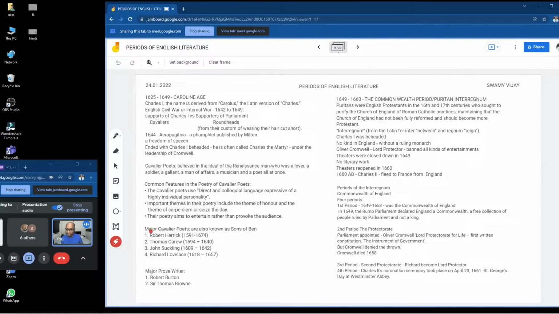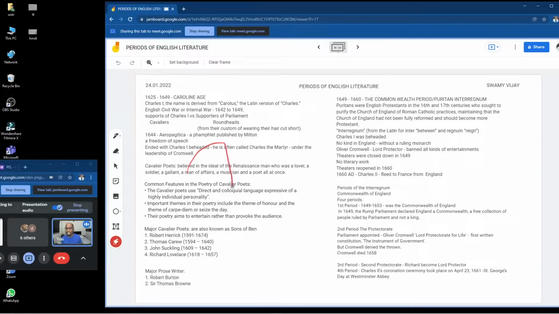And there were major Cavalier poets who were also known as Sons of Ben, because they seriously practiced Ben Jonson's style of writing. And they were Robert Herrick, Thomas Carew, John Suckling, and Richard Lovelace. So these were the major Cavalier poets. And there were some major prose writers, Robert Burton and Sir Thomas Browne. So this is about the Caroline age.